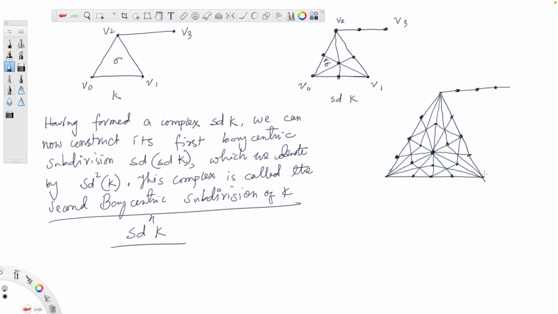So this is the second barycentric subdivision for the given complex K. This is the complex that we started with, K. This is SD square K. Okay. So the figure tells us how the two-dimensional complex K, its first barycentric subdivision, and its second barycentric subdivision look like. Okay.